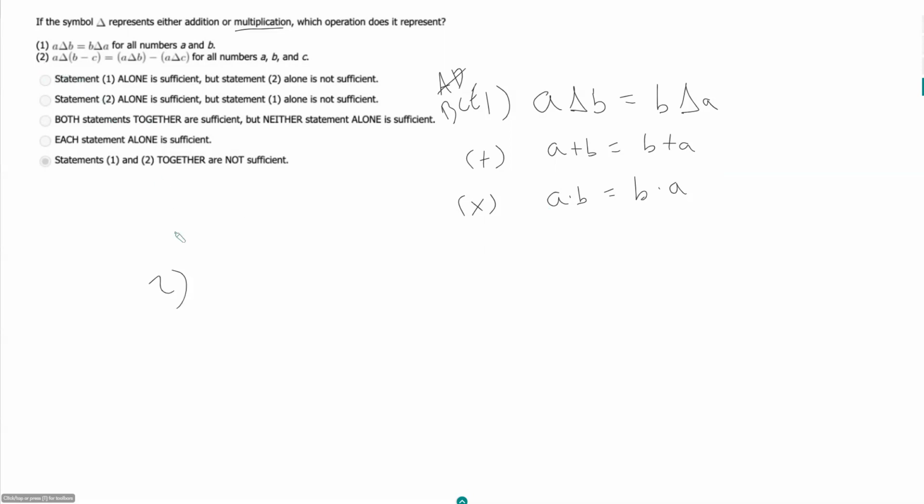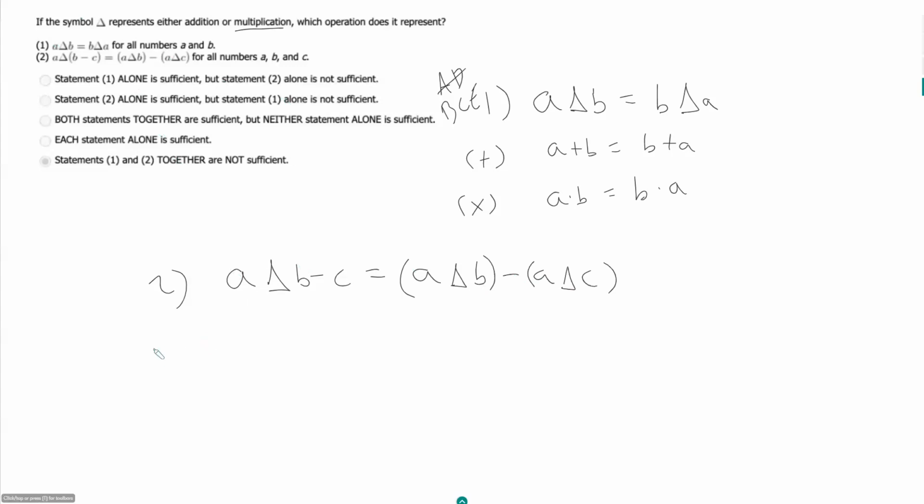Statement 2 says A delta (B minus C) is equal to (A delta B) minus (A delta C) for all numbers A, B, and C. Okay, so this looks like the more complicated statement. A delta (B minus C) is equal to (A delta B) minus (A delta C). So let's see if we can do the same thing and do this without having to plug in numbers.